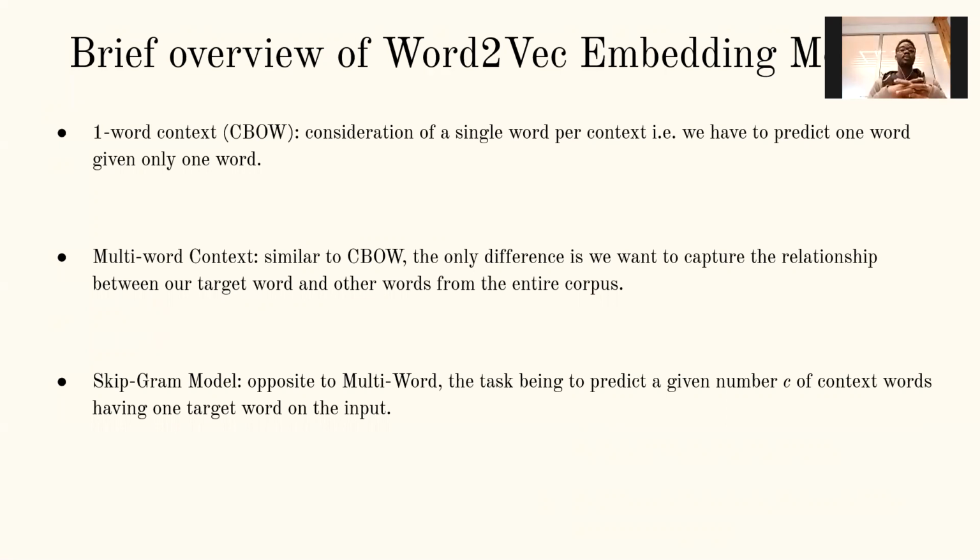We have the multi-word context, which is similar, but focuses on the relationship between a single word and other words in the entire corpus. So it might be all the words or the remaining words, or it might be many other target words that we want. The last one I would say is the skipgram, which is the opposite. So we have one context vector and we want many targets, to see how that one context word is related to other words.